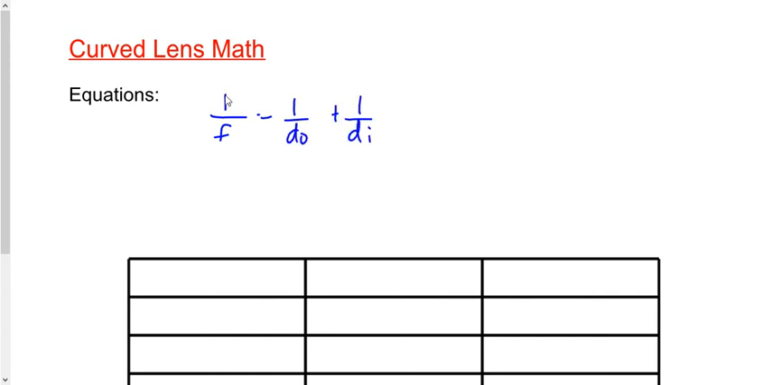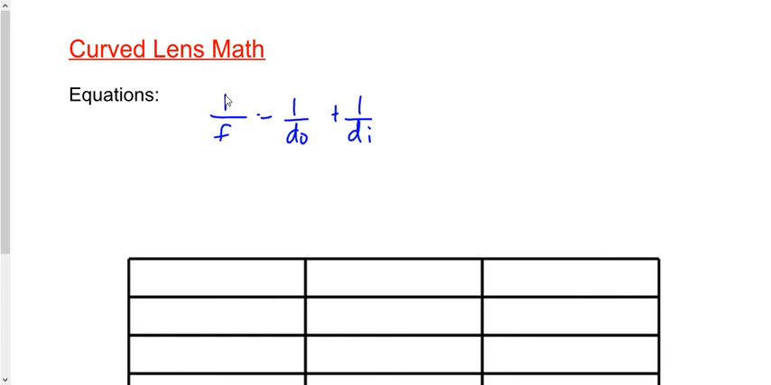F is the distance from the center of the lens, that is the optical center, or the geometric center of the lens, to the focal point. DO is from the center of the lens to the object, and DI is the image distance from the center of the lens to the image.